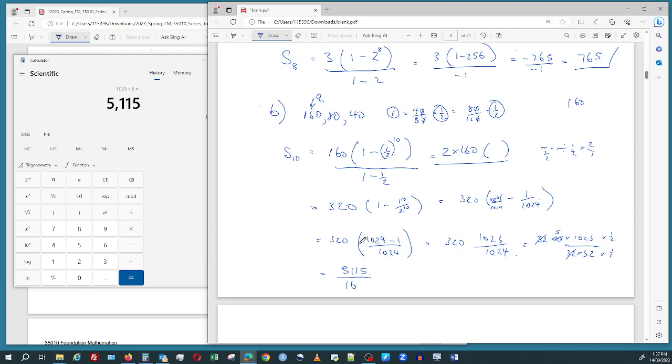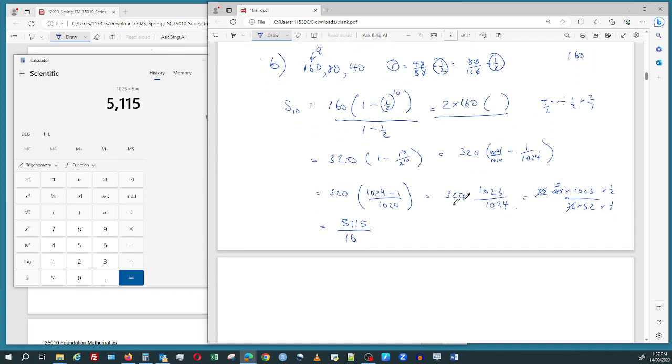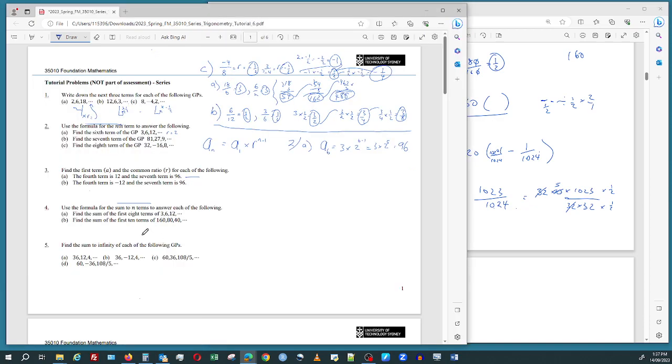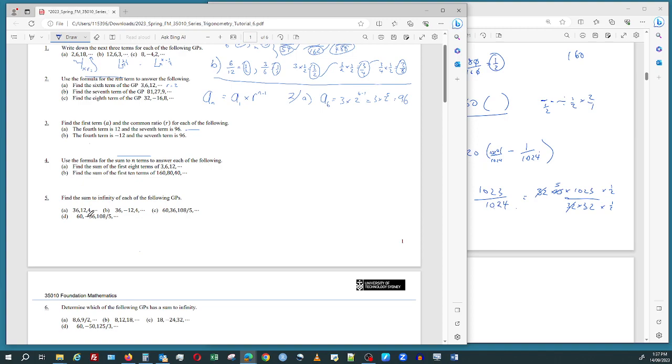Okay, so a little bit of algebraic gymnastics. Not sure that adds much though, does it? Okay, so we've done 4, so we're looking for 5.